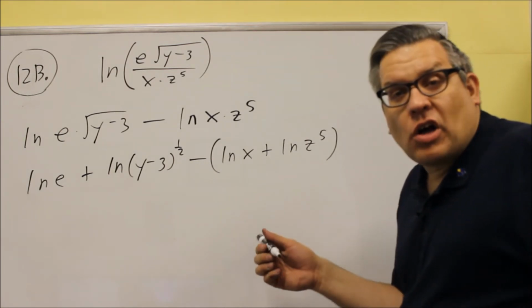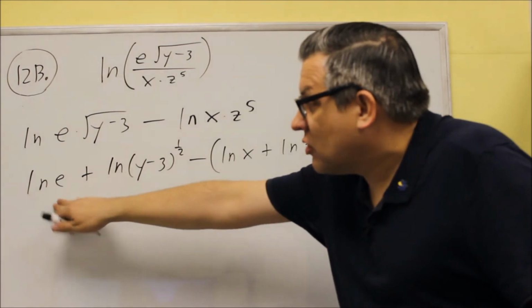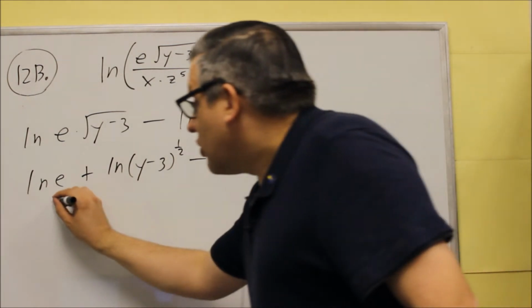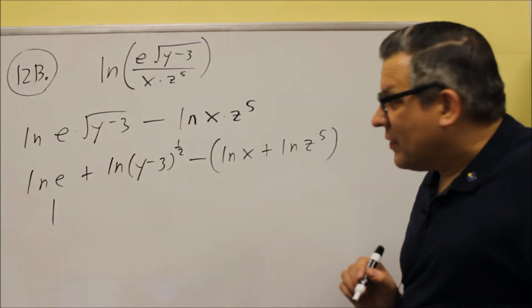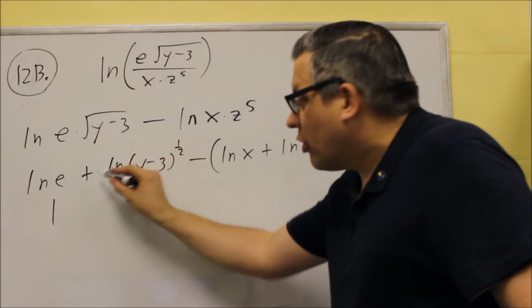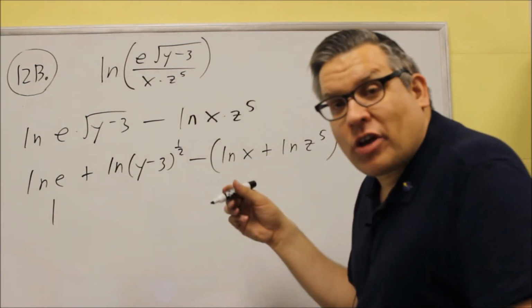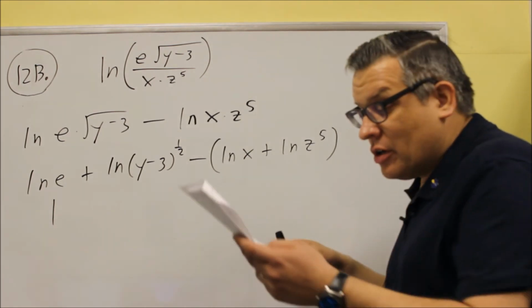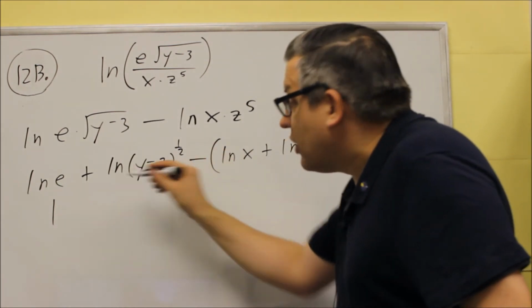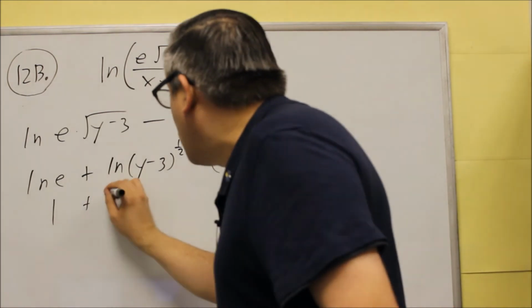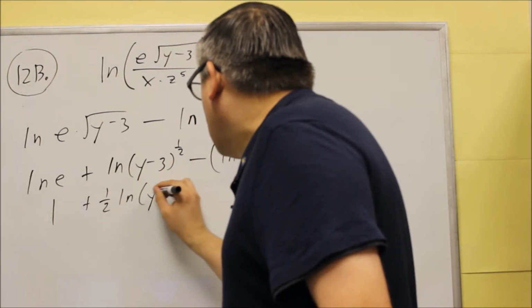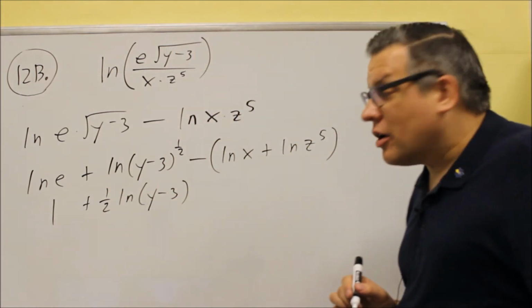Now it does say if there are any logs that you can evaluate, you want to do that. So ln e, that's going to turn into a 1. And any kind of powers, you want to bring them down front. So that's part of the simplification process. It says fully expand and simplify, which means we do have to bring the 1/2 down. So 1/2 natural log y minus 3 goes inside there.